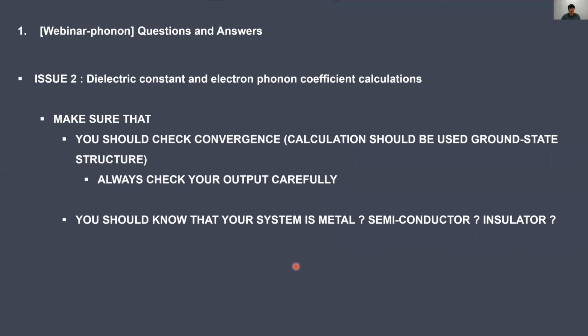So I want to explain and make sure that when you calculate the phonons, you should check for the convergence. I mentioned before, atomic force or the SCF convergence, you should check very carefully. And also think about what your system is. Is it metal or semiconductor or insulator?